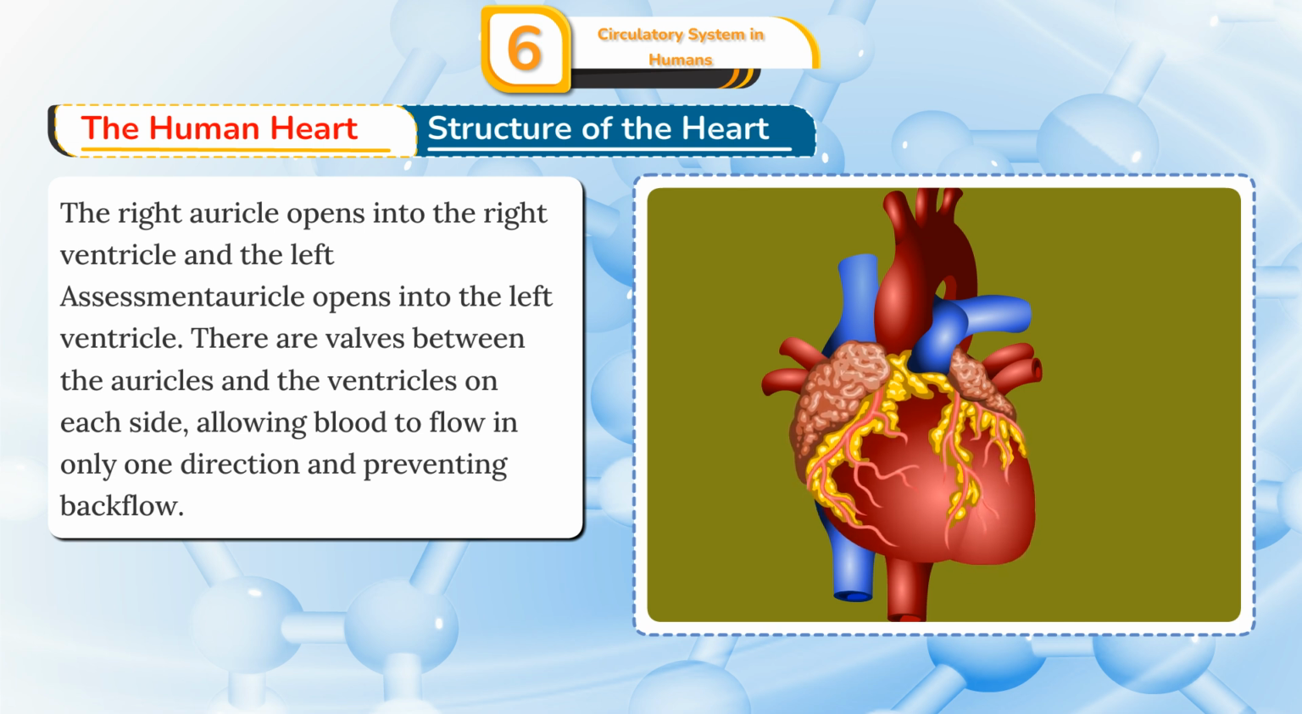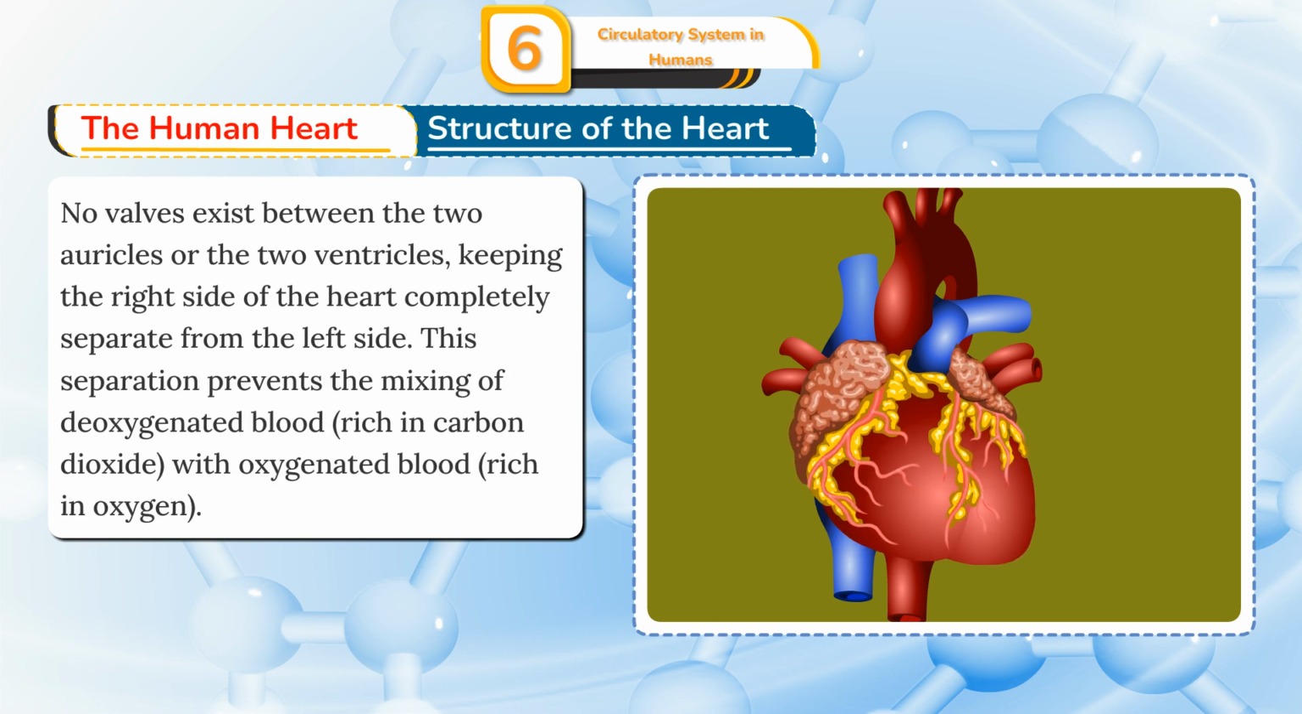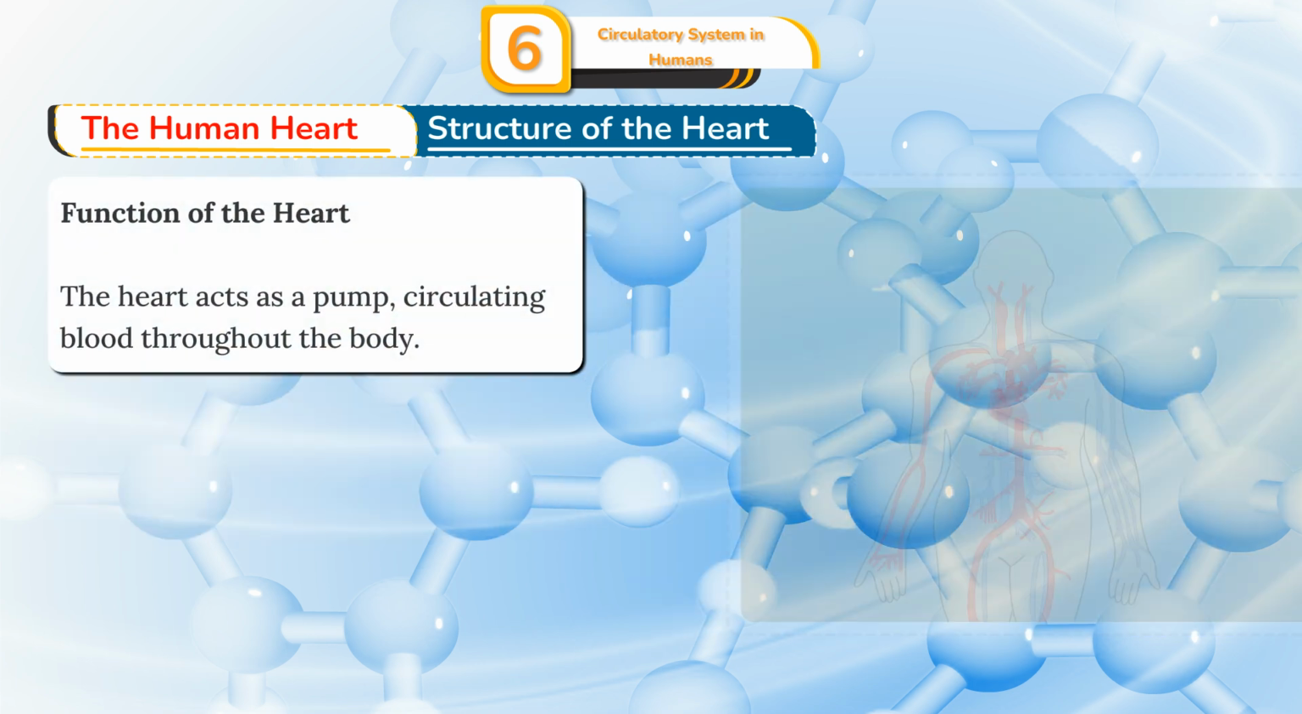There are valves between the auricles and the ventricles on each side, allowing blood to flow in only one direction and preventing backflow. No valves exist between the 2 auricles or the 2 ventricles, keeping the right side of the heart completely separate from the left side. This separation prevents the mixing of deoxygenated blood, rich in carbon dioxide, with oxygenated blood, rich in oxygen.